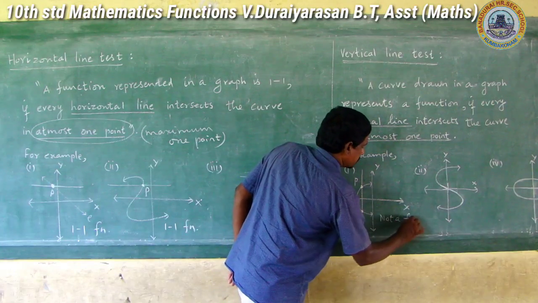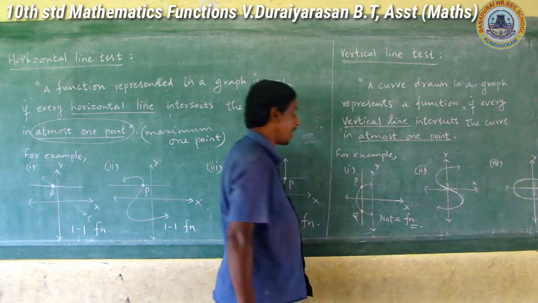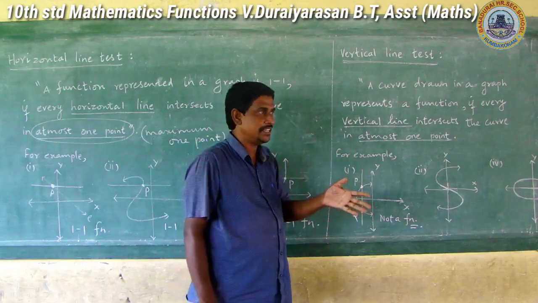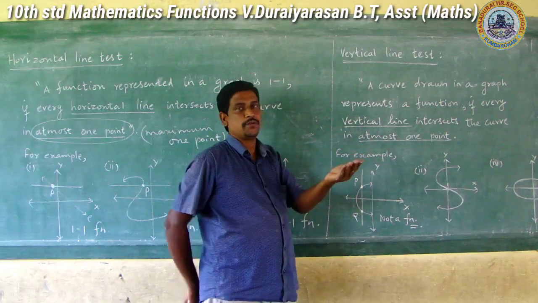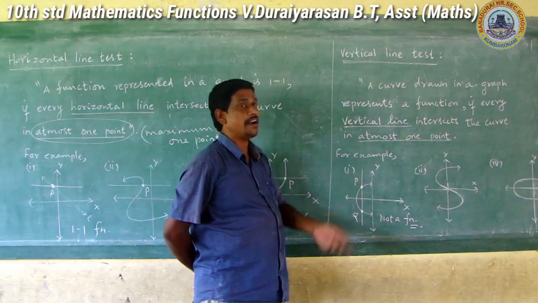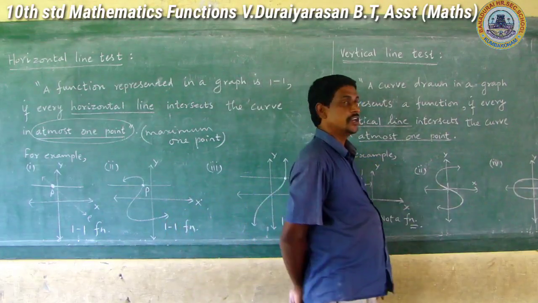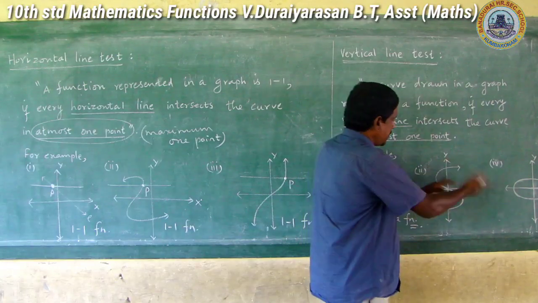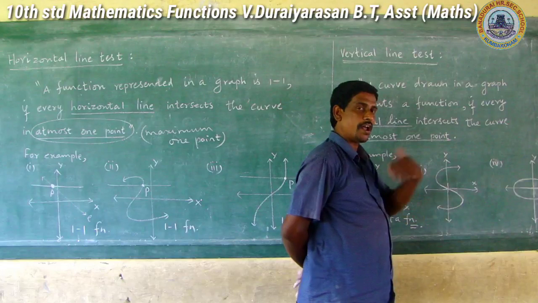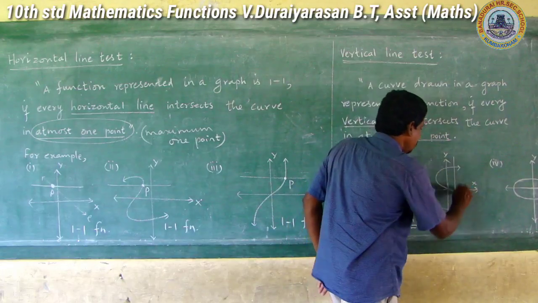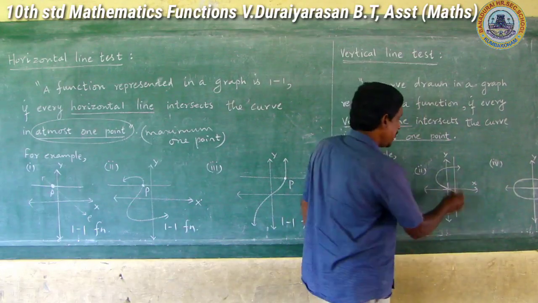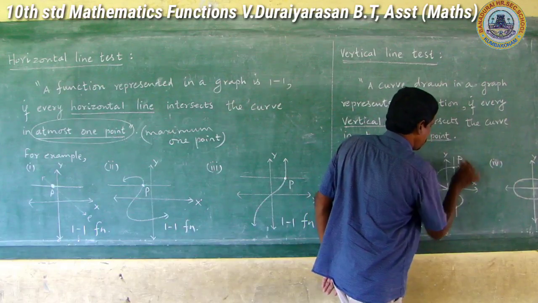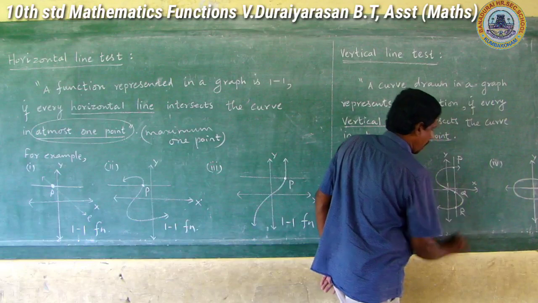Not a function. What is the condition? If the vertical line meets at one point, it is called a function. If it meets at more than one point, it is called not a function. Okay, next. Draw the vertical line, to the right or left, at any one place on the curve. Here it meets at 3 points, namely P, Q, R.